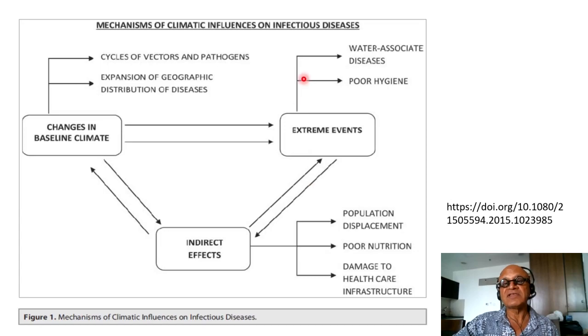So extreme events then include water-associated diseases, poor hygiene, air quality, vector-borne diseases, zoonotic diseases with population increase and occupation of more of the coastlines and woodlands and so on. So waterborne diseases also include harmful algal blooms and contaminated fish, and this cascade is quite vast.